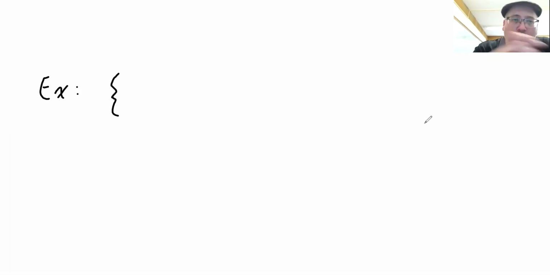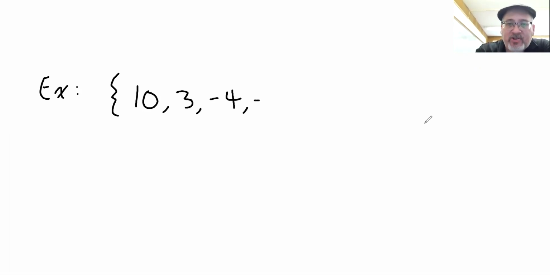All right, so for this first one, let's start with 10, and we're going to subtract 7 all the way down. So minus 7 is 3, minus 7 is negative 4, minus 7 is negative 11, minus 7 is negative 18. So we'll do one more down here.